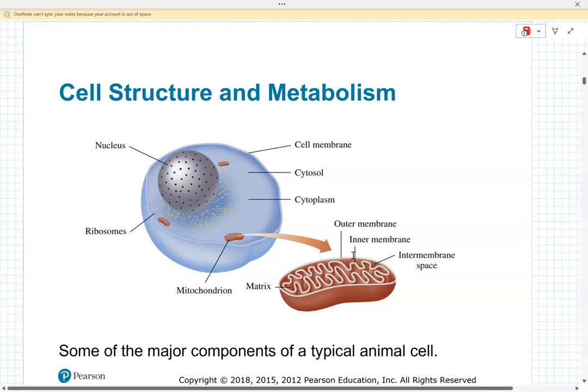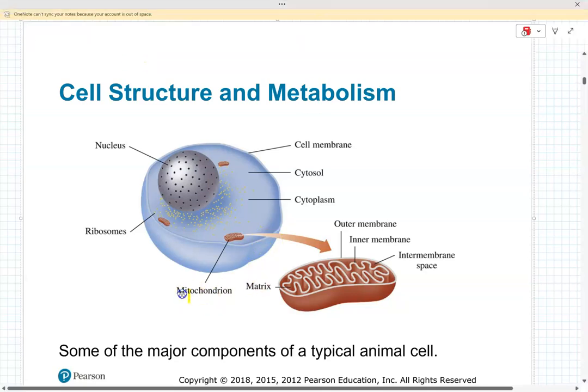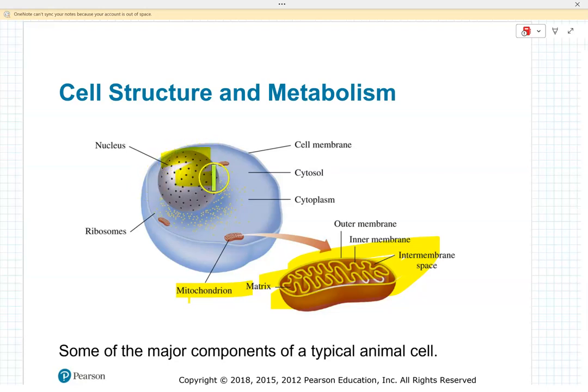So the main structure that's responsible for metabolic processes in the cell is the mitochondria. In addition to mitochondria, which is here, animal cells also have a nucleus. That's where DNA is. They're surrounded by a cell membrane. They're filled with a gooey substance called cytosol. Okay, and there are a lot of organelles inside of the cytosol.